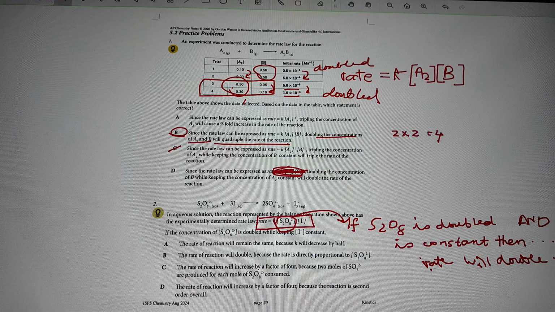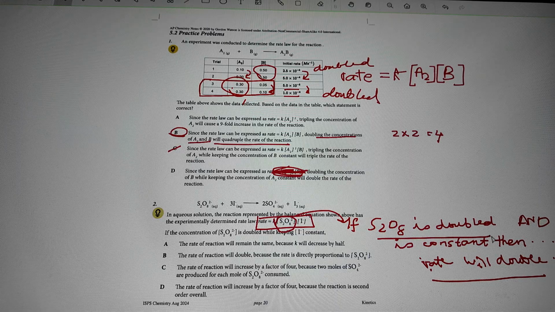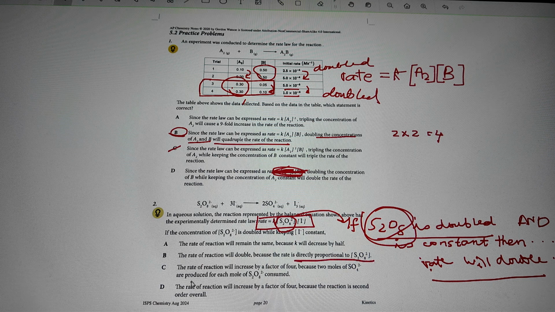And then B says the rate of reaction will double because, so this is what this is trying to say, is that the rate will double because S2O8 will double. That means it's proportional to S2O8. The rate of reaction will increase by a factor of 4 because 2 moles of SO4 2- will be produced for each. No, this doesn't mention SO4 2- at all. The rate law doesn't.